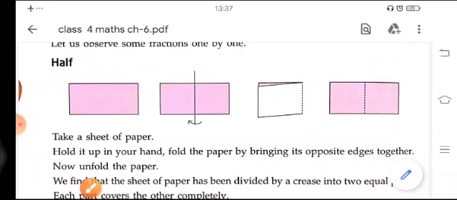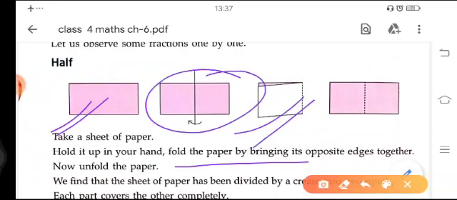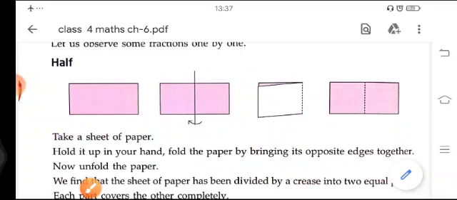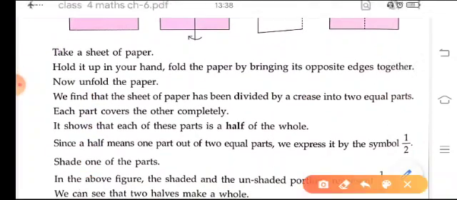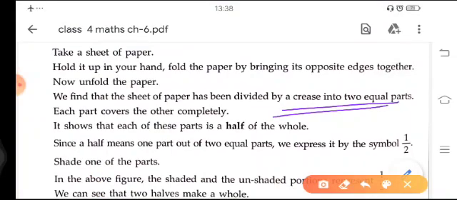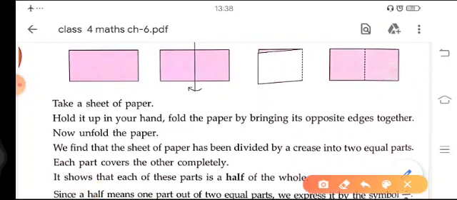A sheet of paper is given, right? We fold this paper with opposite edges together, like in this form. Now after folding the paper, we find that the paper is divided by a crease into two equal parts, right? You can see here that there is a crease on the paper and this crease shows that the paper is divided into two equal parts, right?